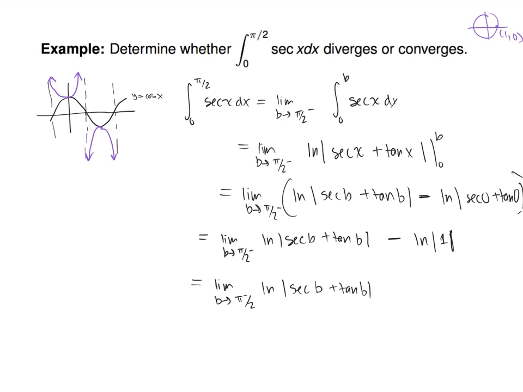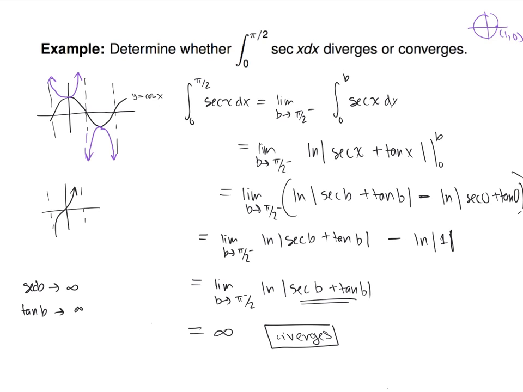Okay. So now looking at this picture, what happens to secant as b goes to pi halves from the minus? Where is secant of b going? To infinity. Do you buy that? Okay, what about tangent? Tangent's picture, well, you guys knew this. What happens to tangent of b as you go to pi halves? Also goes to infinity. So the stuff inside your natural log is going to infinity. You're natural logging a big number, which goes to infinity. So this thing diverges.